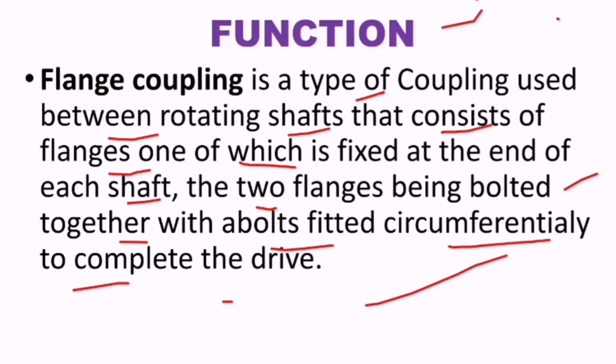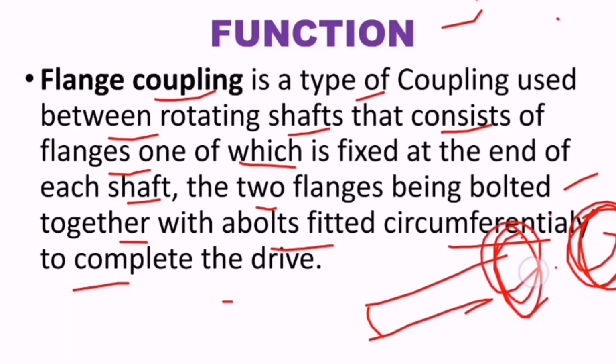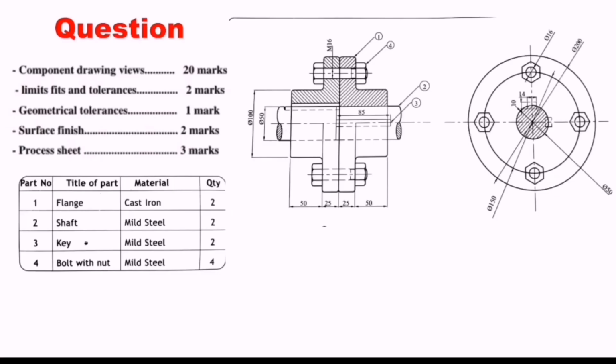Just now we saw that this is a flange shaft, this side also a flange shaft. These two are connected with the help of a flange coupling. When one side is rotating, the other side also rotates because these two are fixed with the help of a flange coupling. This is the question of flange coupling production drawing, which is shown as an assembled figure.